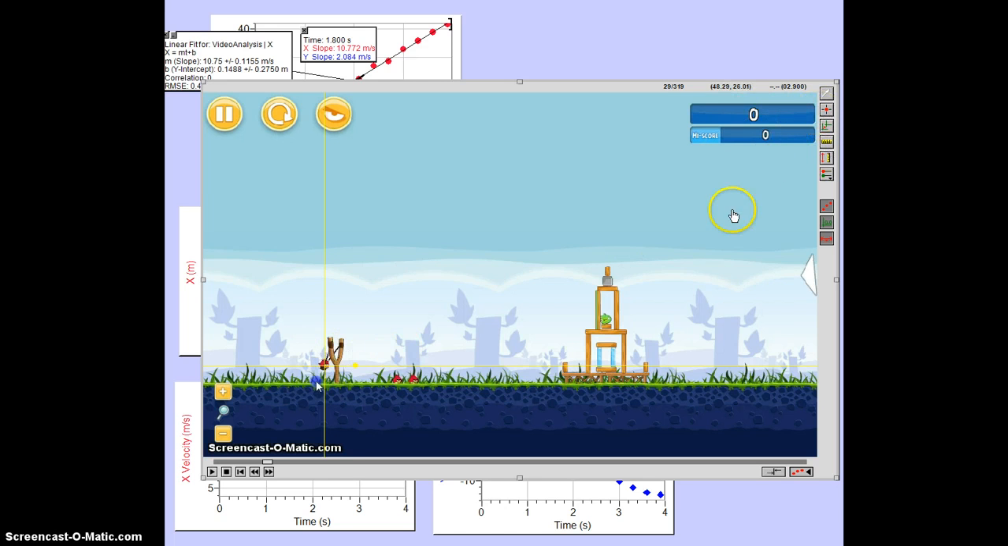The number should be zero. You click right there, so that this point defines time zero. So now I'll play it. As you can see, the Angry Birds flight has a parabolic arc. This is due to gravity, which I will show you later.